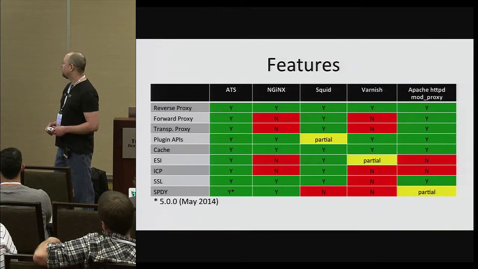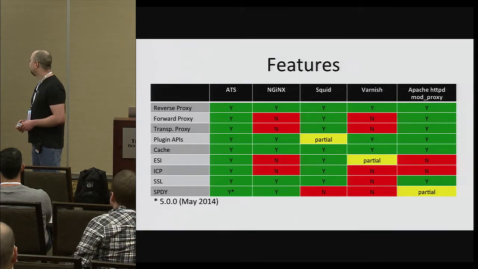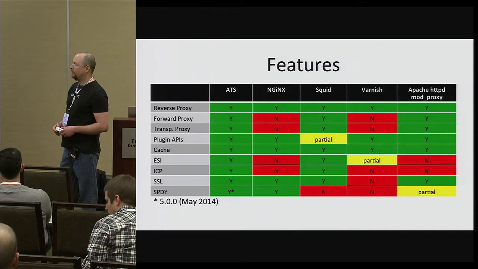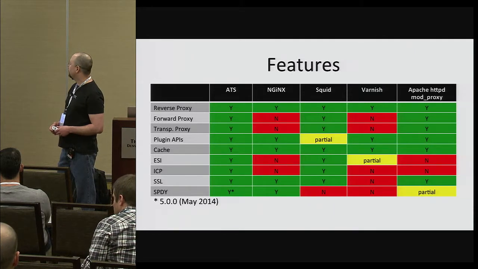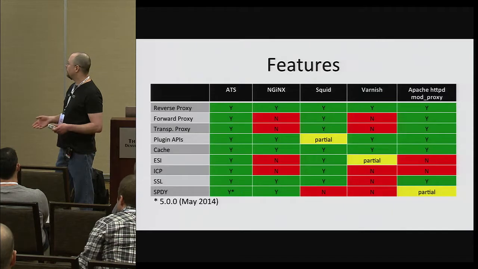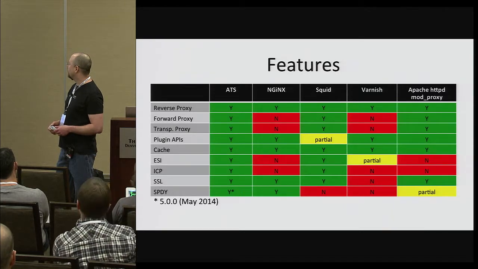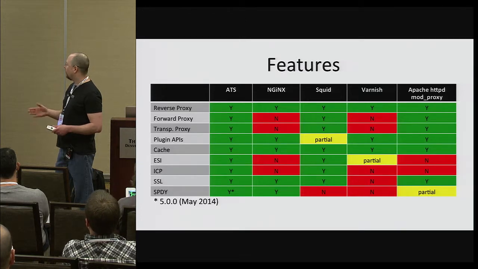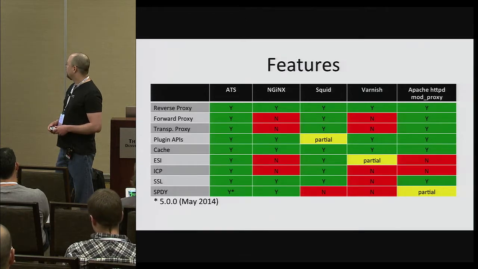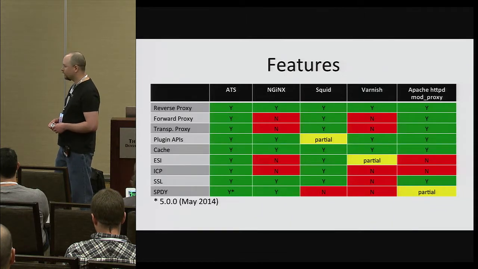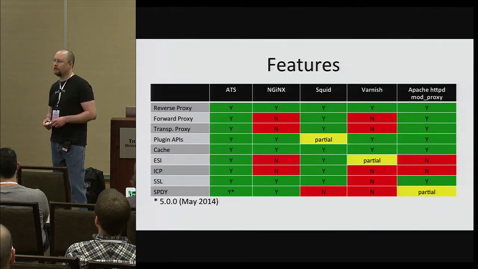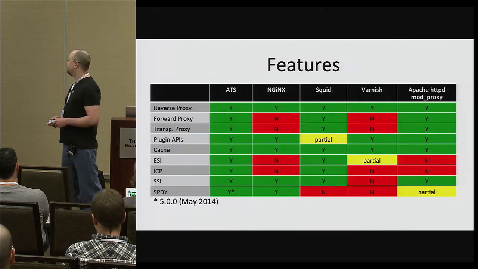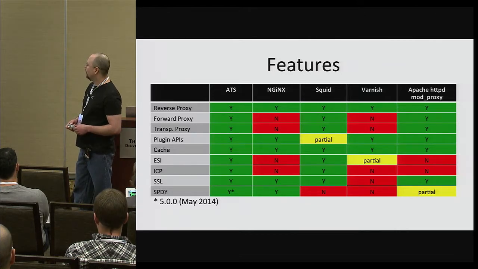Do you need ESI support? Varnish just includes it. We use ATS in some use cases heavily with ESI. Squid also supports ESI. ICP is for mirroring some of the cache. ATS supports it, and same as Squid. SSL: the only proxy server up here that doesn't support SSL is Varnish. And SPDY support: ATS and Nginx support it.